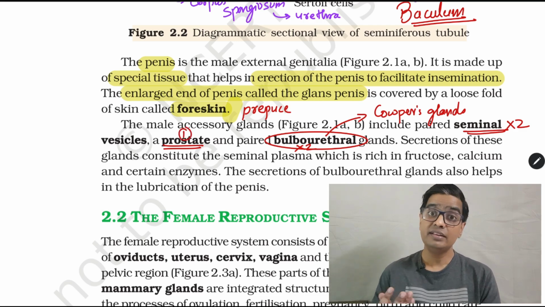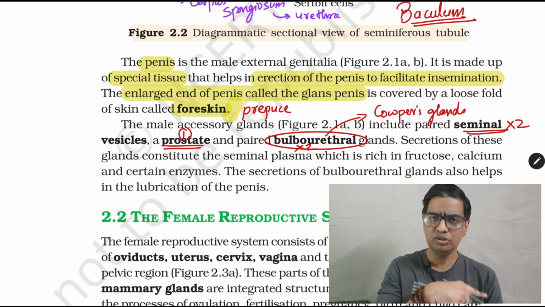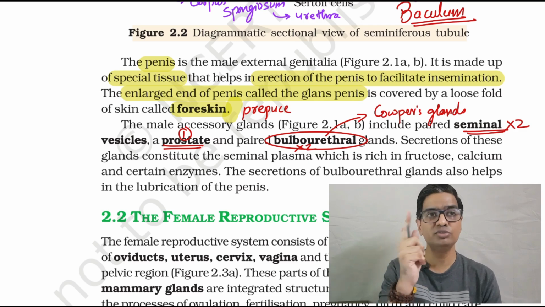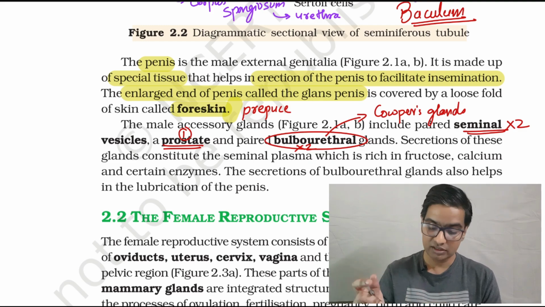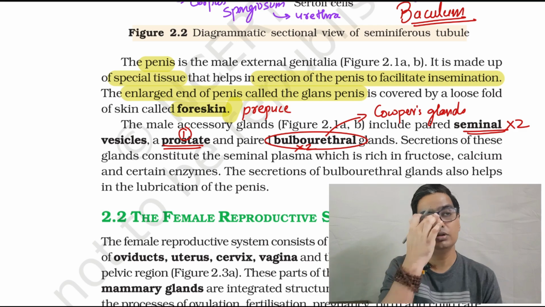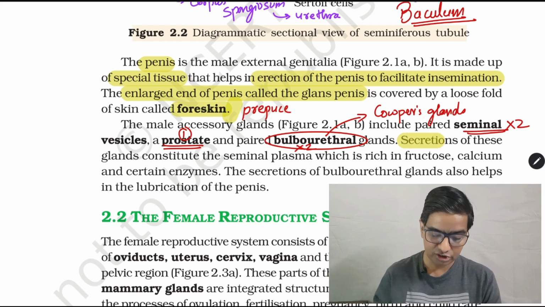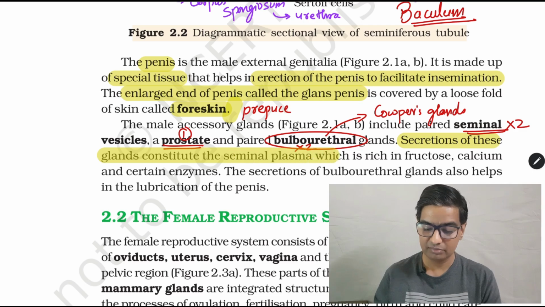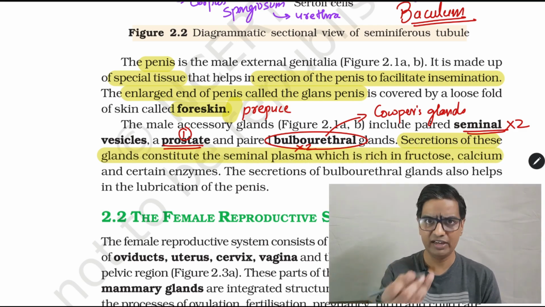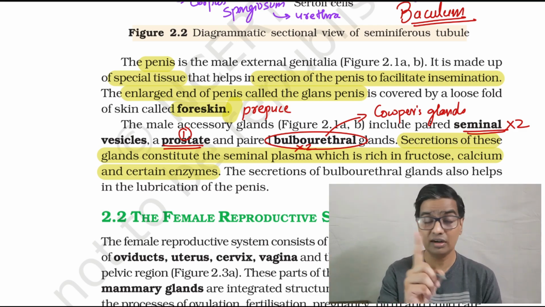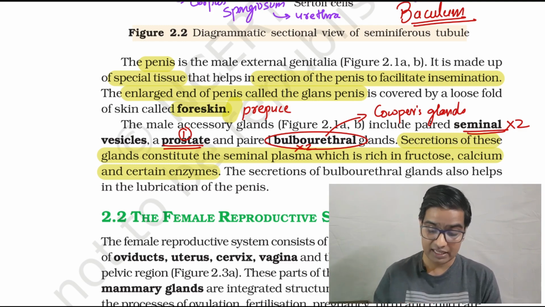The secretions of the seminiferous tubule, which are the sperms, the seminal vesicles, and the prostate gland together form the semen. Now, this is super important. The secretions of these glands form the seminal plasma, which is rich in fructose, a source of energy for the sperms, calcium, which helps the sperms to move, and certain enzymes which we'll talk about some other time. The secretions of the bulbourethral gland are not considered a part of semen. Their secretions help in lubrication of the penis.